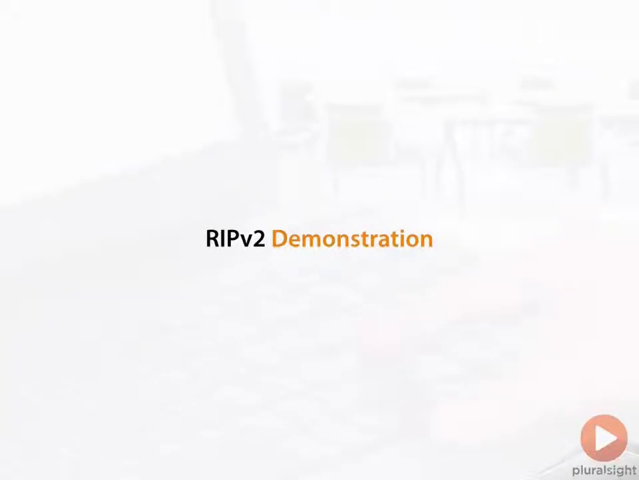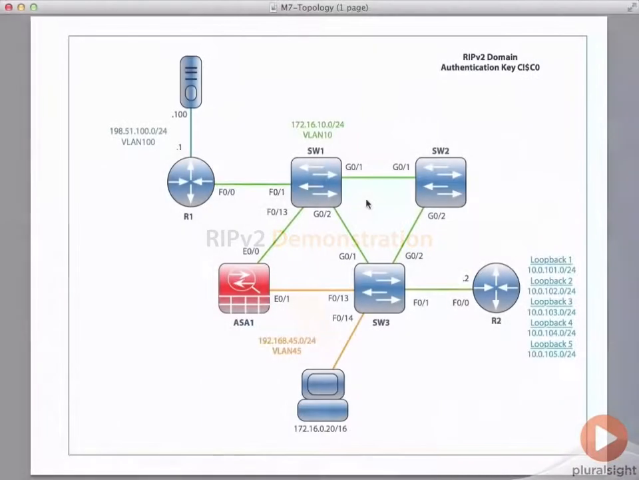Let's go ahead and jump onto our lab environment and do a demonstration of RIP version 2's configuration. Let's begin our demonstration of just the basic RIP version 2 setup by taking a look at the configuration. This is what our lab topology is going to look like for this example. We're going to start out with just a simple RIP2 domain.